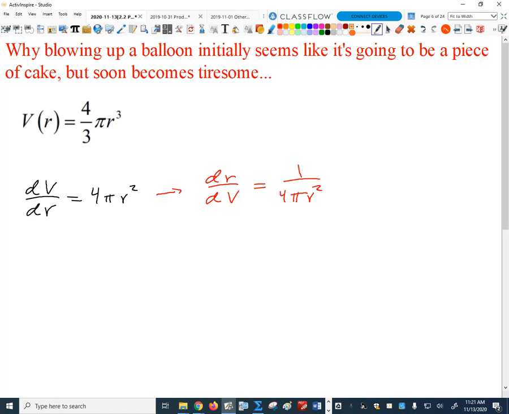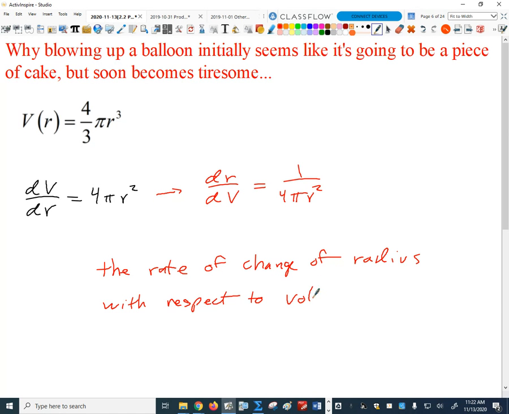Now look what's happening there. As the radius increases, that's making this fraction smaller and smaller, isn't it? Well, what is this? dr/dV. How would I say that as a rate? That's going to be the rate of change of radius with respect to volume. That's what we're interested in.